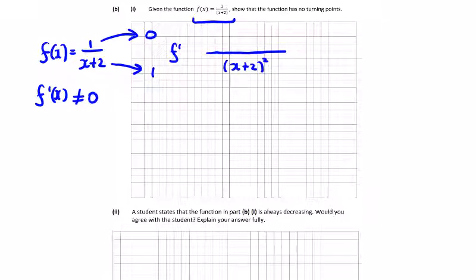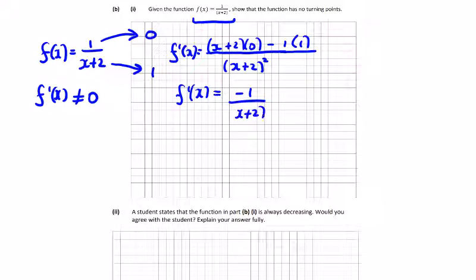I should probably write f prime x is equal to. On the top, we have the bottom, x plus 2, by the top differentiated, which is 0, minus the top, 1, by the bottom differentiated, which is 1, which is the tongue twister. So f prime x becomes minus 1 over (x plus 2) squared, which is not equal to 0, or can never be equal to 0. Therefore, no turning points.